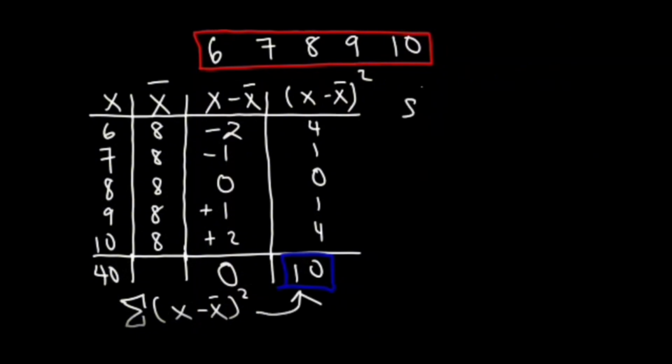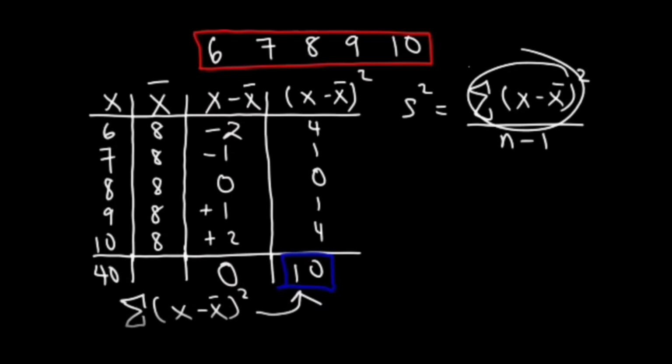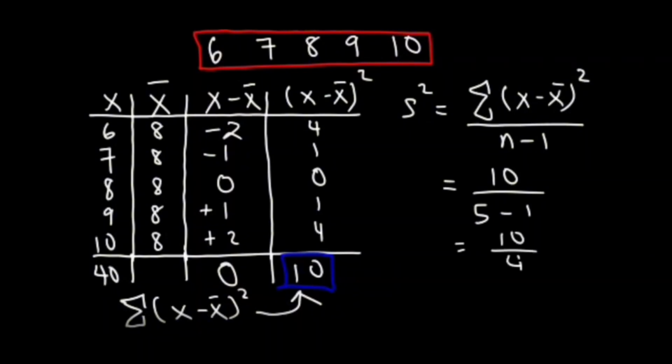Now the variance, represented by s squared, this is the sample variance. It's going to be the sum of the deviations squared divided by n minus 1. So we already know what this value is based on what we see here. That's 10. N is 5. There's 5 numbers in our list. And 5 minus 1 is 4. 10 divided by 4 is 2.5. So this is the sample variance of the data. So I'm going to write that here. S squared is 2.5. So that's how you can calculate the sample variance, or the variance of a sample.